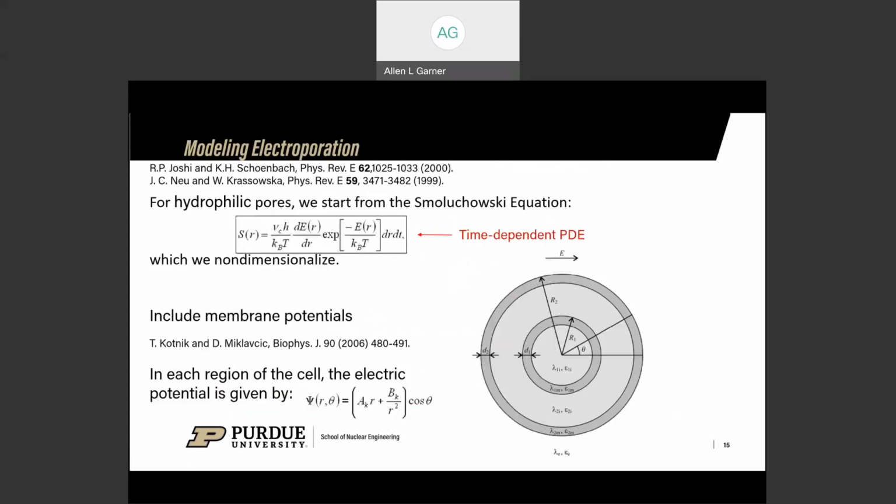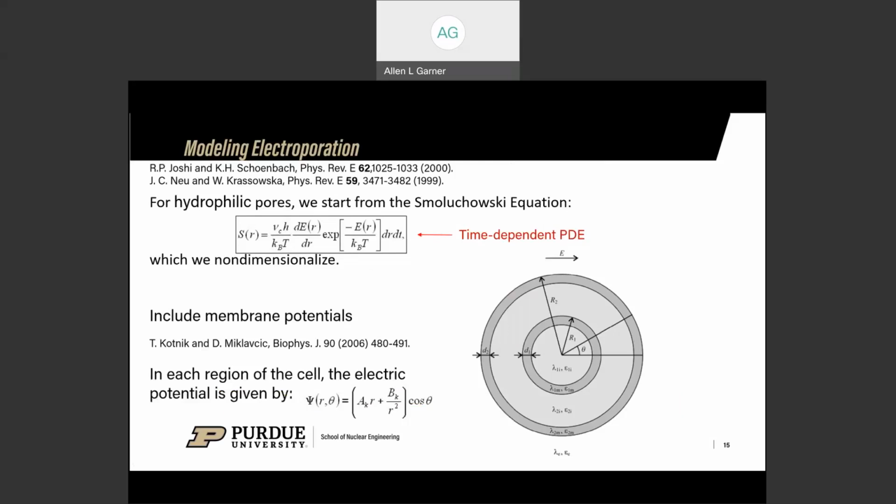So now I'm going to briefly talk about modeling. Modeling is important to providing guidelines for doing these sorts of studies. And the way this is done is by using the Smoluchowski equation. I'm not going to bore you with the math behind this. Fundamentally, what the Smoluchowski equation does is, for an applied electric field, it gives you the calculated number density of pores of different size that are formed within the membrane.